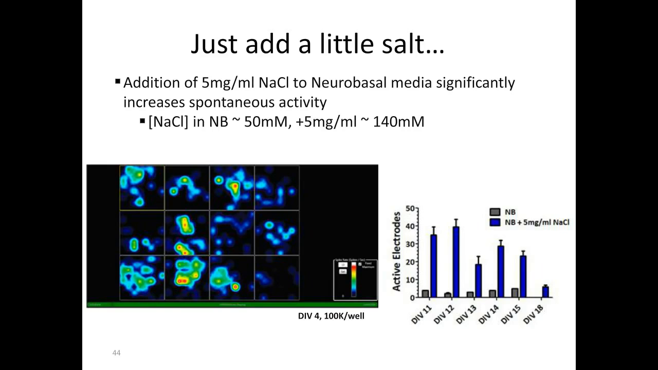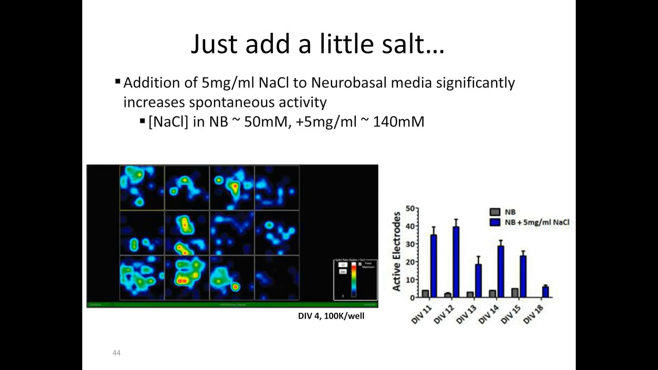And so just by supplementing our neurobasal medium with some sodium chloride, bringing the concentration up to a more relevant 140 millimolar concentration, we were able to get really robust spontaneous activity, which you can see here on the lower left on the heat map, getting nice activity in all wells of the 12-well plate. And this did persist over time.